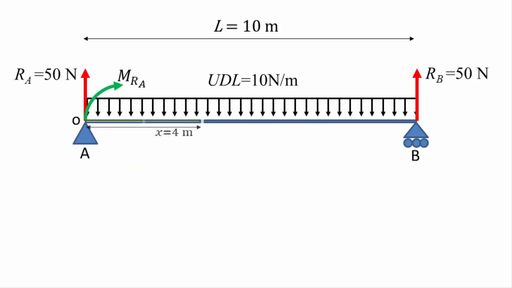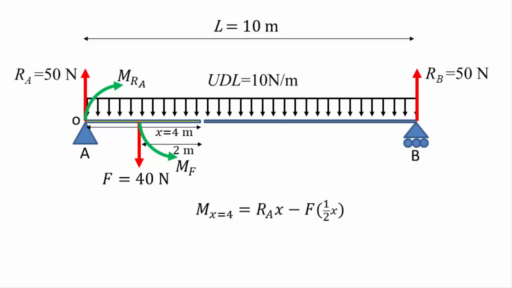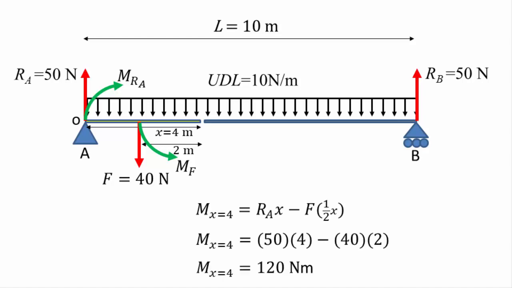Let's now move to 4 meters into the beam. We repeat the same process. Here we have Ra creating a positive bending moment at a distance of 4 meters from the cut, and the force of the distributed load acting halfway along the cut section to create a negative bending moment that is 2 meters from the cut. The magnitude of the load is now 40 newtons, since the UDL is 10 newtons per meter and there are 4 meters of beam. So the net bending moment at 4 meters is 120 newton meters.